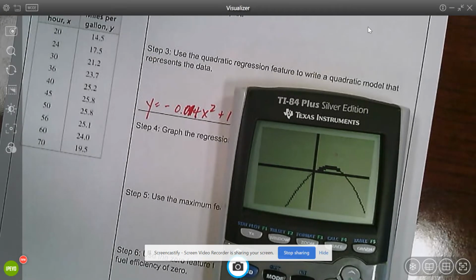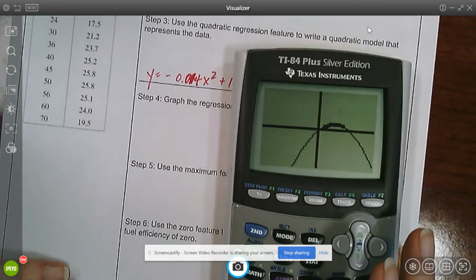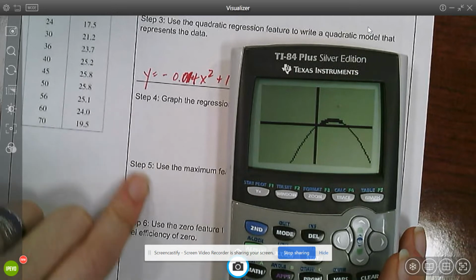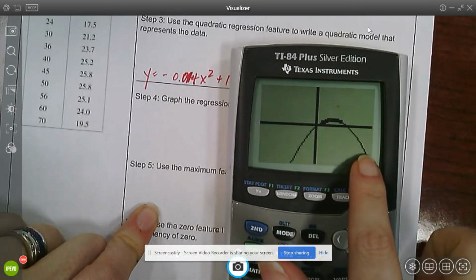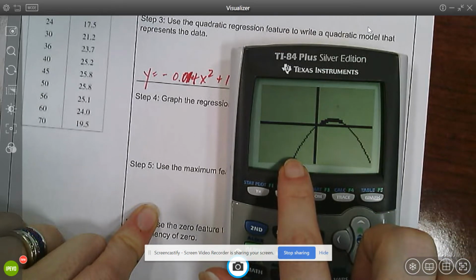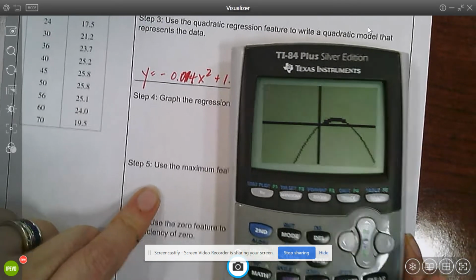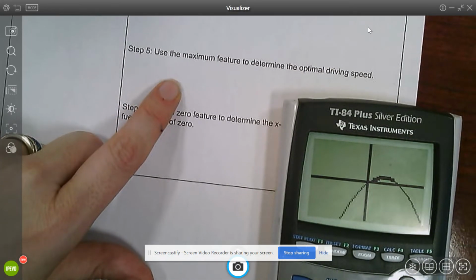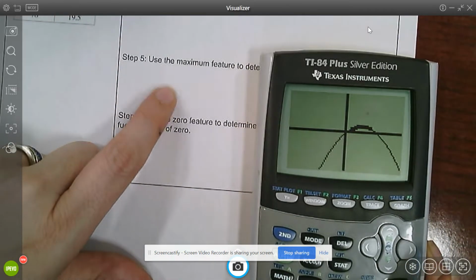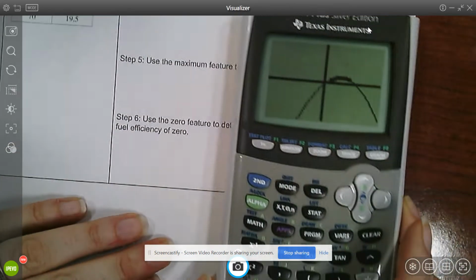All right, this is going to be part 2 for the A level. And we'll do the interpretation here. You should already have the equation in. You should have it typed in, and you can see the graph going through our scatter plot. So now we're going to do step 5, and we're going to use the maximum feature because we really want the x at the vertex to find the optimal driving speed.